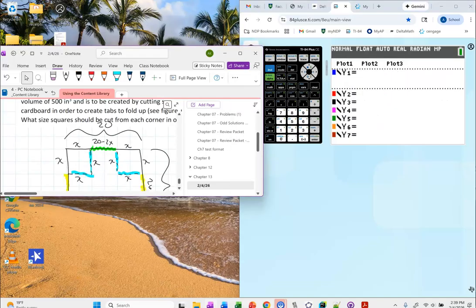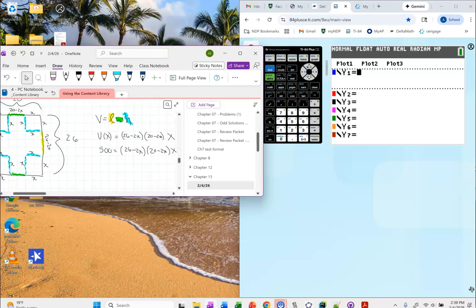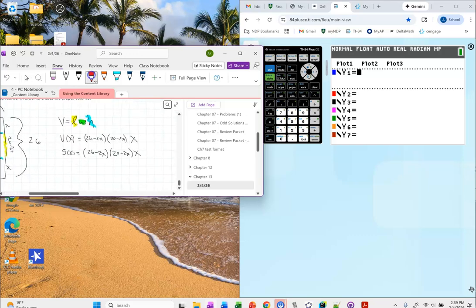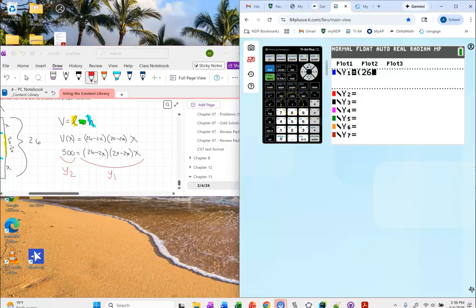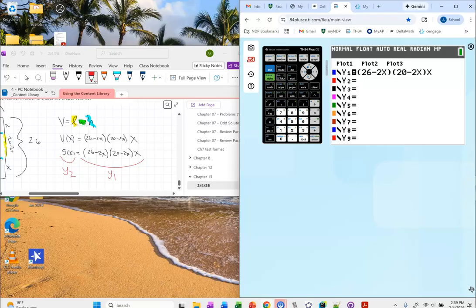So into my calculator, I'm going to type my function that I'm solving. My y1 is just going to be 26 minus 2x times 20 minus 2x times x. My y2 is going to be the 500. Everybody's okay here?